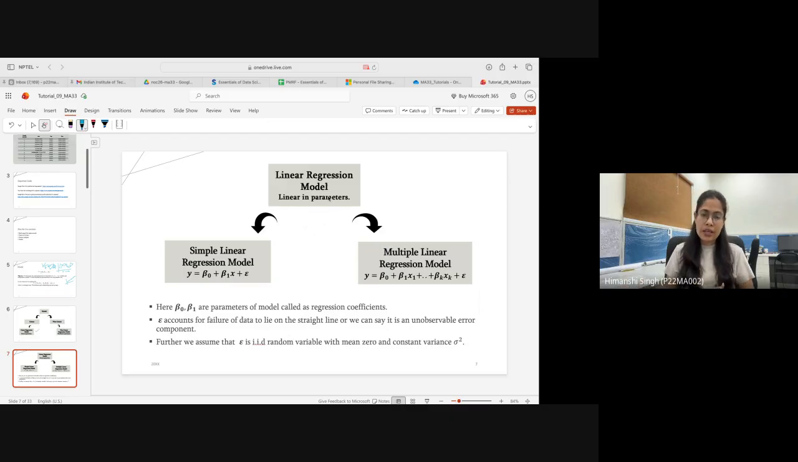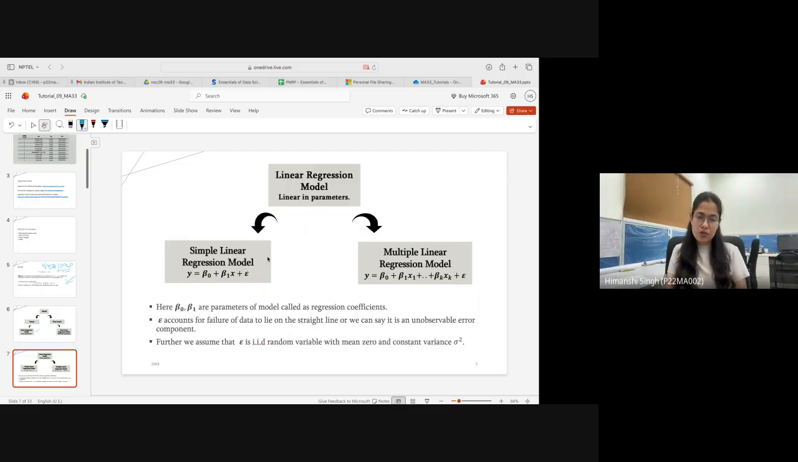In simple linear regression model, we have one independent variable. So the dependent variable is dependent on only one independent variable. Then we'll say that it is a simple linear regression model. But if there is more than one independent variable, then we'll say it is a multiple linear regression model. Fine. So this is the difference.